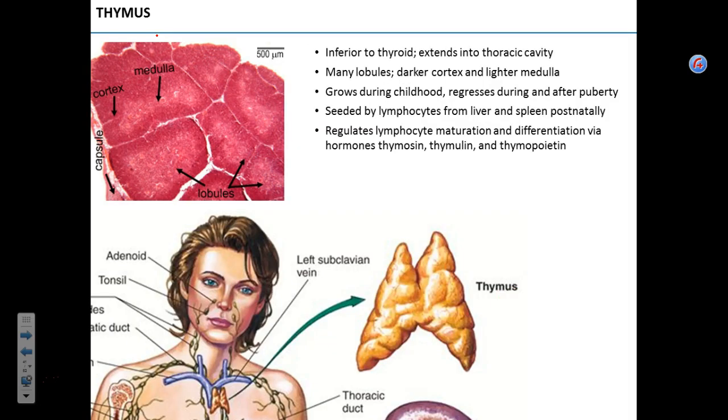Good. Moving on. Thymus. Pretty boring gland too. Produces thymosin, thymolin, and thymopoietin, 3 hormones that regulate maturation of T cells, immune cells. That's all you need to know. Know the names of these hormones and T cell maturation, lymphocyte maturation. Okay. Does that make sense?